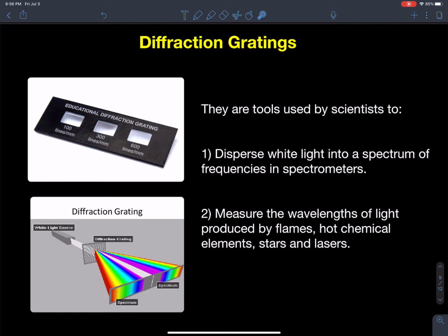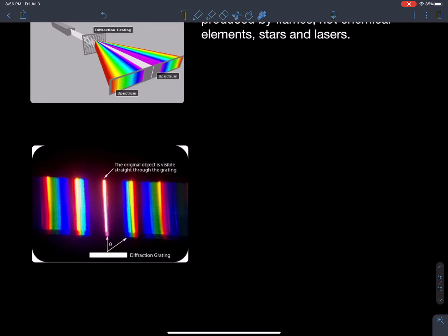The other thing that diffraction gratings are used for is to measure the wavelength of light produced by a light source, such as a laser or flames. If I look at different types of flames and the temperature, I can see which wavelengths of light are produced. Something you do in chemistry and physics very soon is heat up elements, and they start to glow different colors. We can see which wavelengths of light they produced using diffraction gratings. And when we look at stars and other different light sources, we would be able to see what specific wavelengths are produced using diffraction.